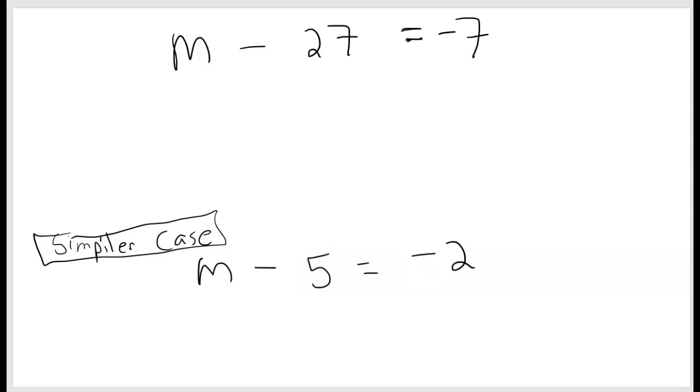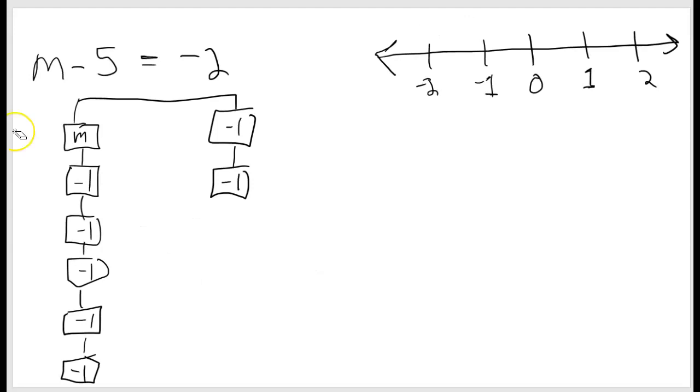So anyway, the point is, this is a simpler case. I want to show you how we can do this with a hanger model. So m minus 5 equals -2 would look like this. m is here, and that's what we're trying to isolate, get by itself. We're using negatives, -1, -2, -3, and so on, rather than positives that we've been used to. So we have a -2 on this side, so we draw two boxes, each with a negative inside of it to total -2.